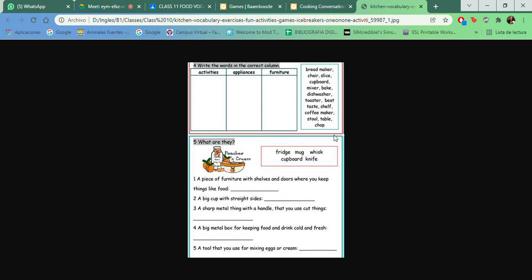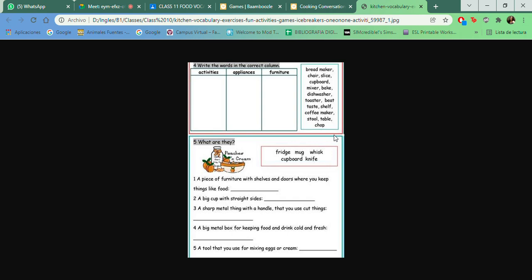Now let's see the furniture. Here you have very good, chair. Table. Dishwasher. Very good. Dishwasher, yes. The cupboard, said table. Yes, the cupboard is a piece of furniture. What else? Maybe coffee maker. I don't know. The shelf.